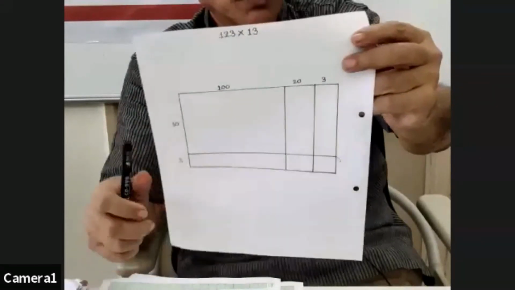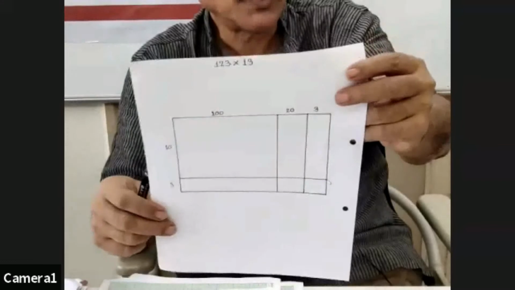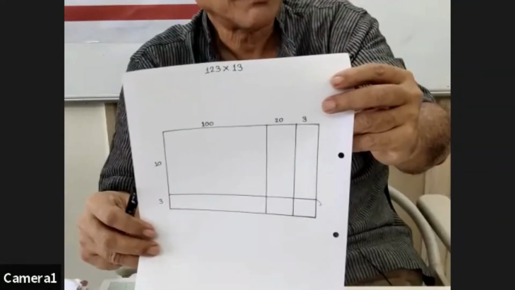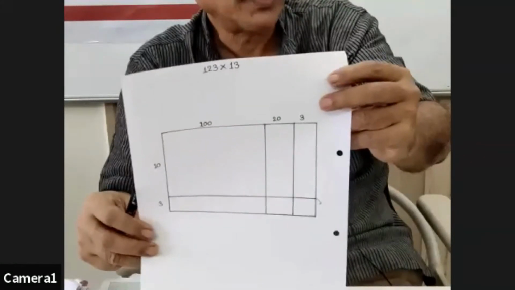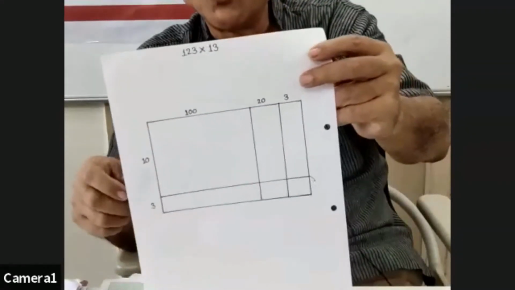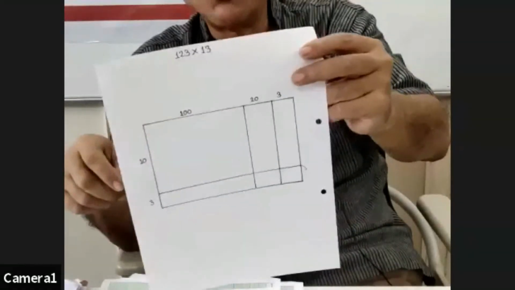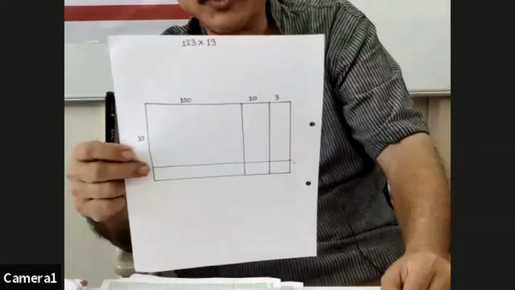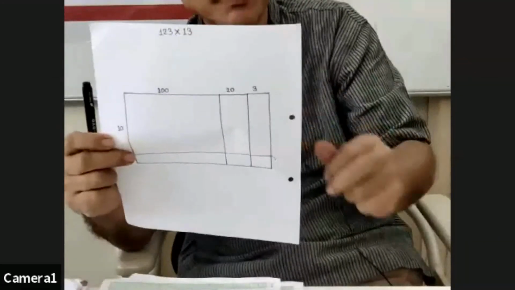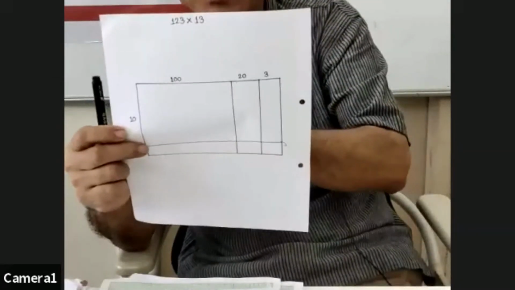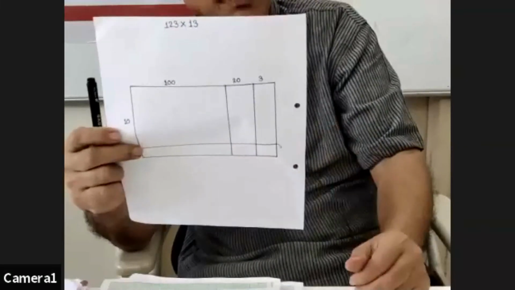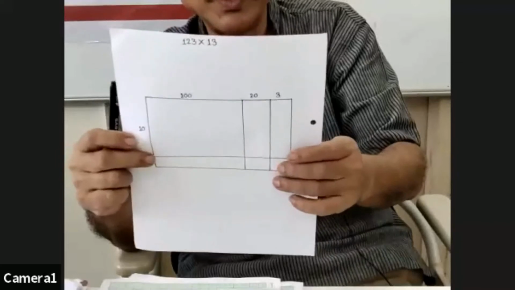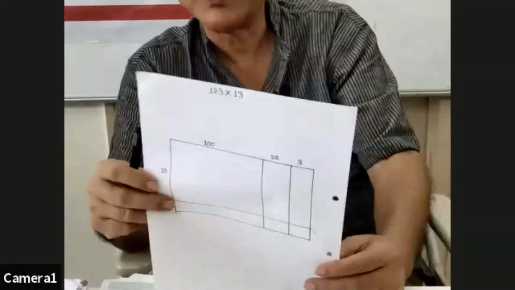For that you must know what is 100 into 10? 1000. 1000, right? What is 20 into 10? 200. 200, very good. What is 10 into 3? 30. What is 3 into 100? 300. What is 3 into 20? 60. And what is 3 into 3? 9. Yeah, so please write all the parts.